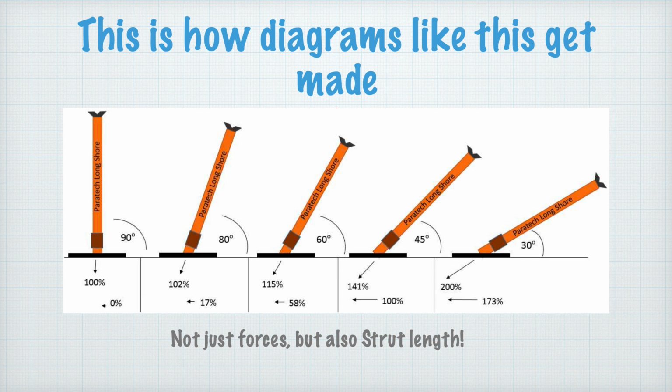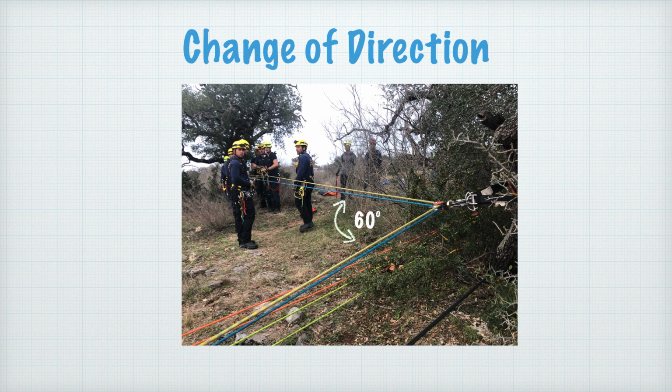And what I want you to think about is that those percentages or multipliers aren't just about the force, they're also about length and strut length. And so you can use that to your advantage. All right, let's give a rope example now, and let's mine into a change of direction.